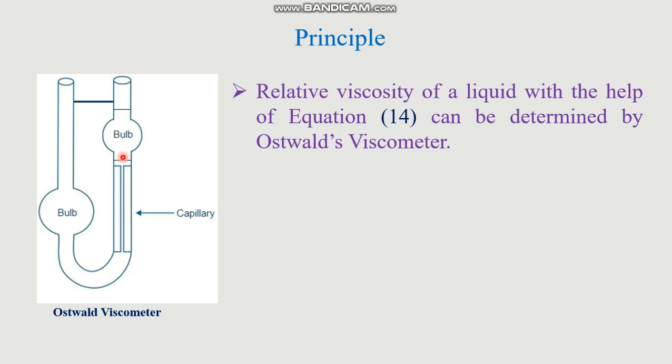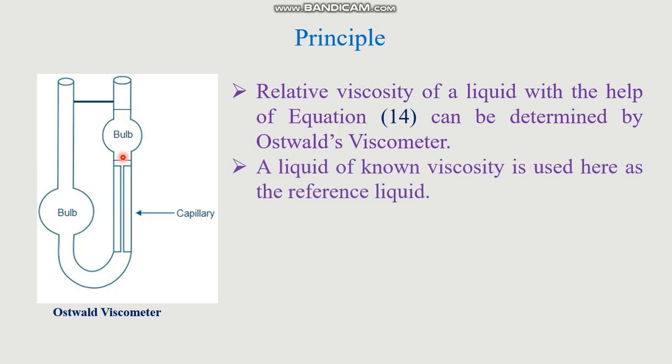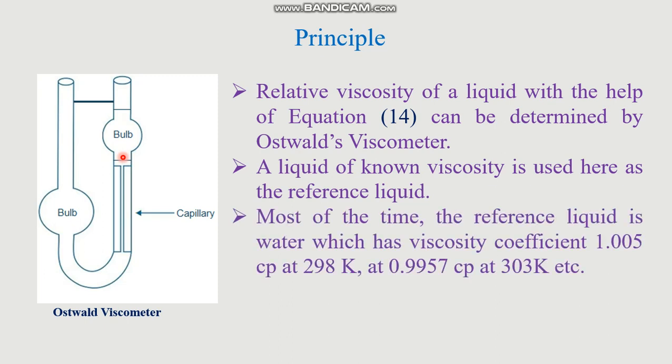the value η2. So a liquid of known viscosity is used here as a reference liquid. Most of the time, water is used as the reference liquid, and it has a wide range of viscosity which has been accurately determined at different temperatures. Say at 298 Kelvin it is 1.005 centipoise. At 303 Kelvin it is 0.9957 centipoise.